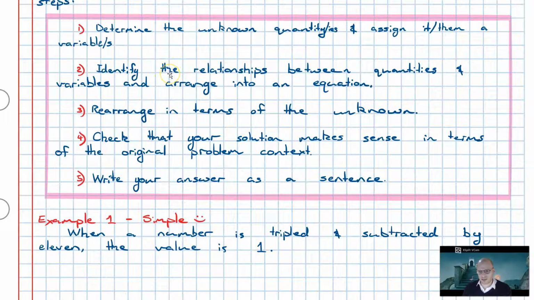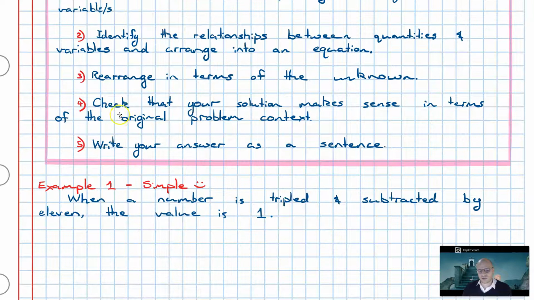For step 3, it's all about solving. So what we do is we rearrange the terms within the equation such that the unknown quantities become the subject. Fourthly, once we've rearranged, we've effectively solved the problem, but we still need to check that our solution makes sense in terms of the original problem context.